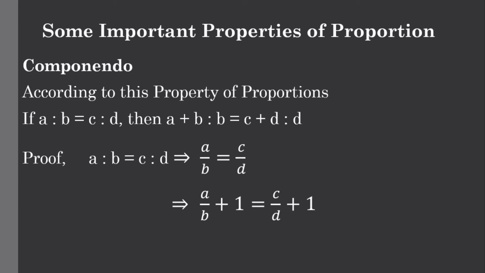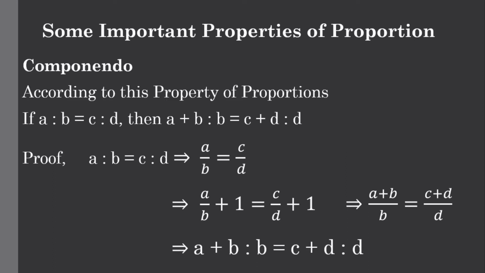If I take the LCM, B is the LCM on this side and D is the LCM on that side. So on taking the LCM, what I get in the numerator is A plus B, and the denominator is B. On the other side, I get C plus D divided by D. If I write that in proportion form, I get A plus B is to B is equal to C plus D is to D. And this is what we call componendo.